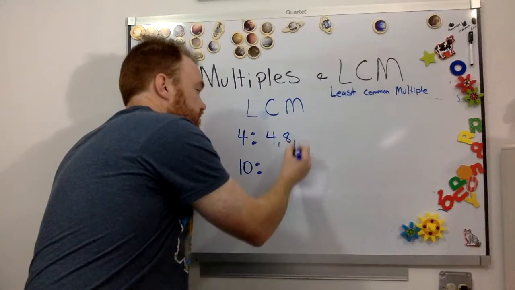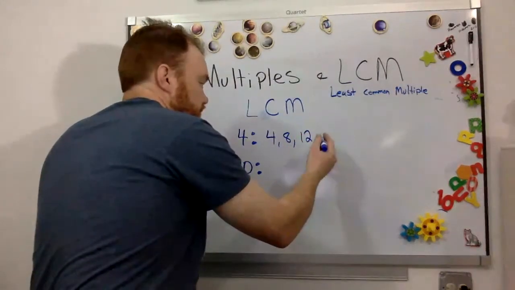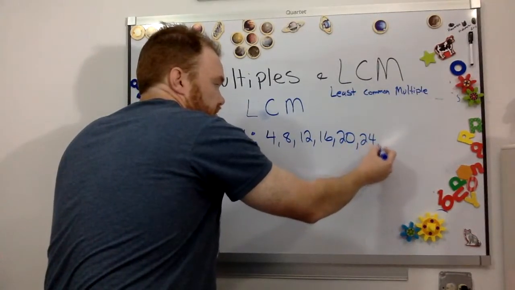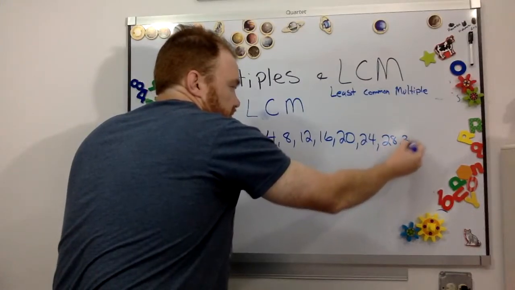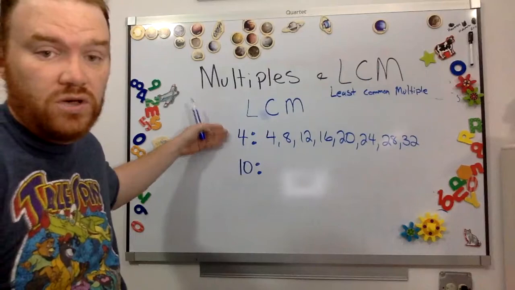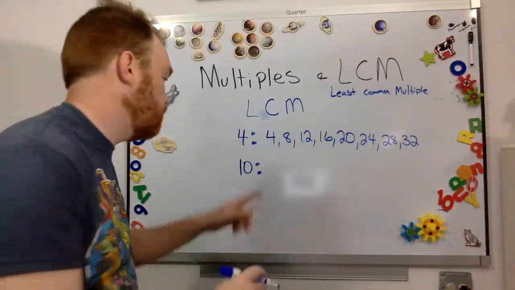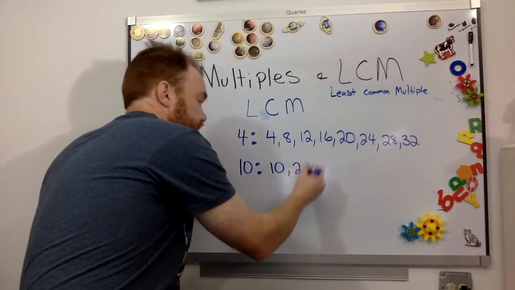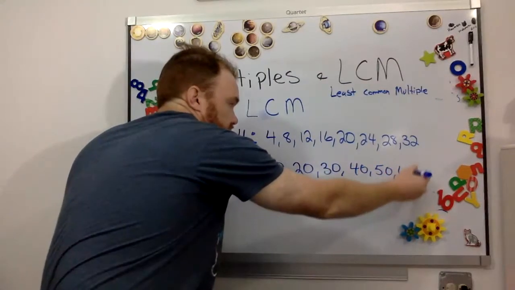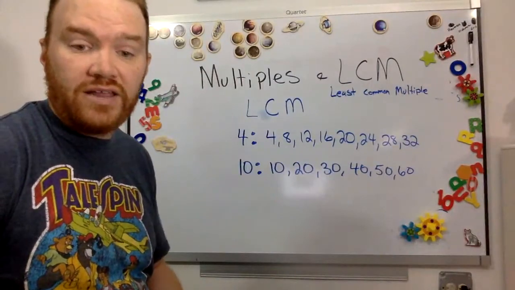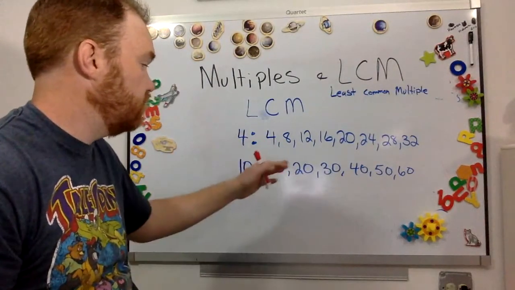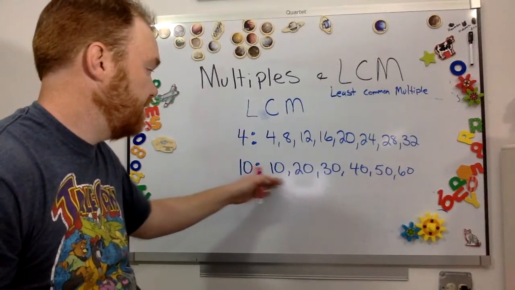Multiples of 4: 4, 8, 12, 16, 20, 24, 28, 32. I'll stop there. Maybe you can already tell by looking at this list what the least common multiple is, but if you can't, we'll list out the multiples of 10: 10, 20, 30, 40, 50, 60. Now I look at my list of multiples of 4: 4, 8, 12, 16, 20, 24, and my list of 10: 10, 20. Oh, I see 20.